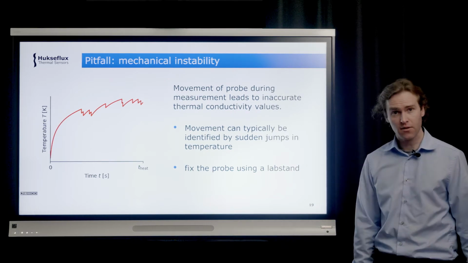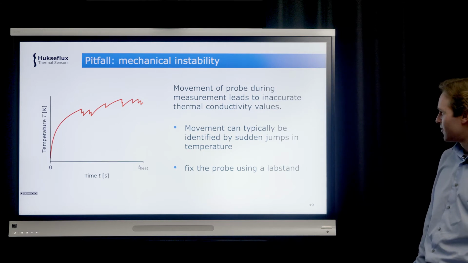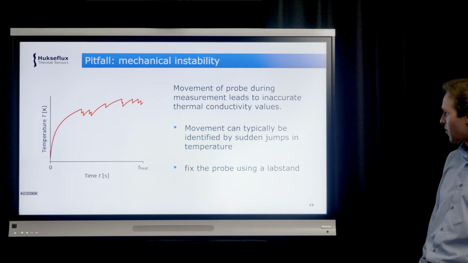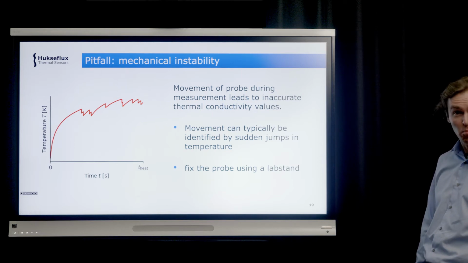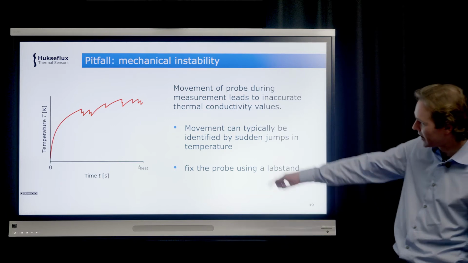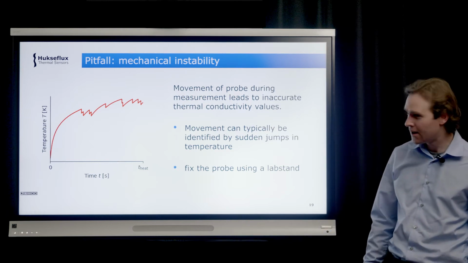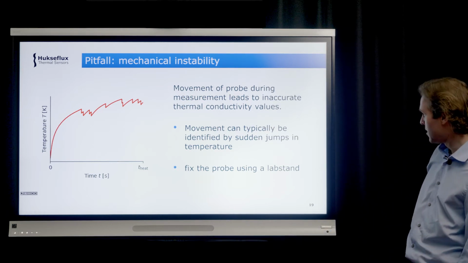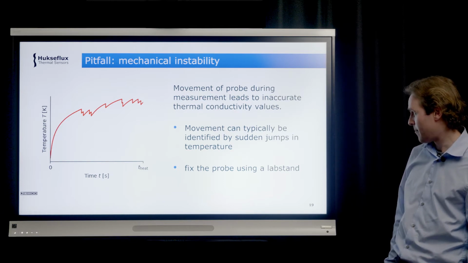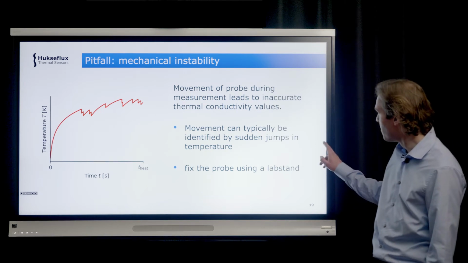Okay, then a second thing to watch out for is mechanical instability. The probe must be fixed properly, and it shouldn't move during the measurement. If it does move, then typically you start to see these temperature jumps illustrated in the graph. So it can be recognized quite well. The advice is to use a lab stand to fix the probe.